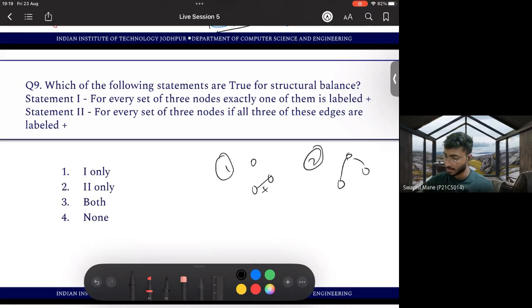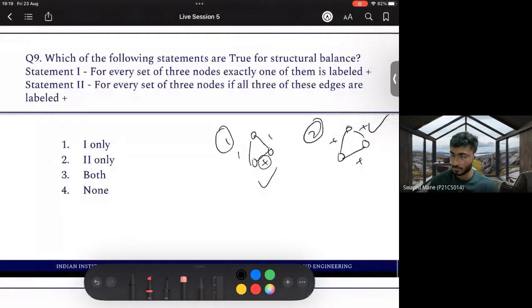There are 3 nodes, and between the three nodes there is a positive relationship. So this shows structural balance, right? And here there is exactly one positive relationship, then the others might be negative relations, which are possible, right? So in this case also the network is unstable, right? So the option is 2, both statements are correct.